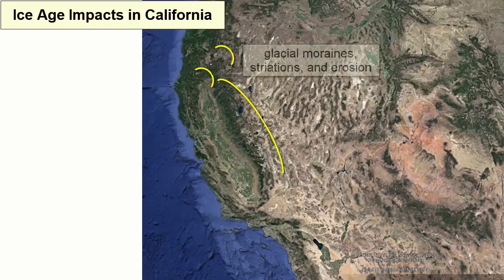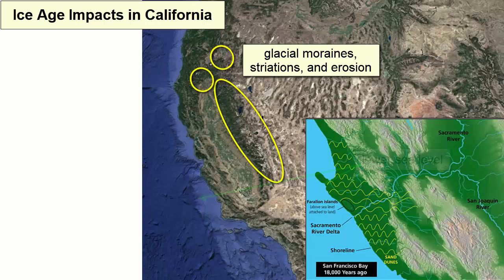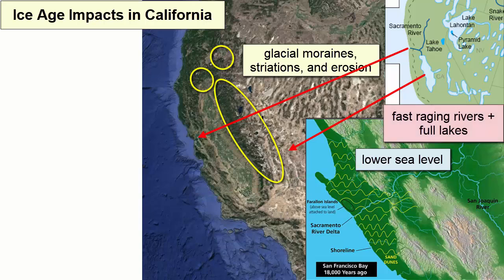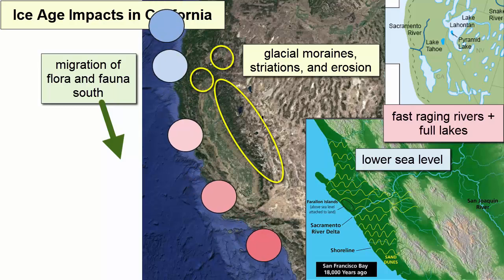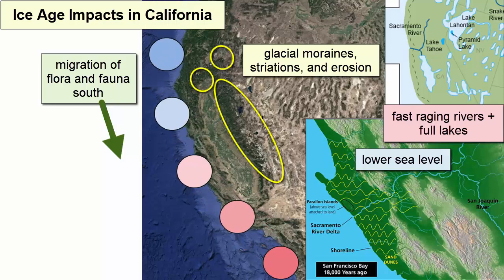For example, in California, glacial erosion, moraines, and striations are found in the high mountains. We find no evidence of glaciers covering the rest of the state, but we do see evidence of ice age impacts everywhere. Lower sea level, fast-moving erosive rivers coming out of the Sierra with loads of sediment from glacial erosion, large lakes forming east of the Sierras, and migration of colder adapted flora and fauna into the state, and warmer adapted ones out of the state.